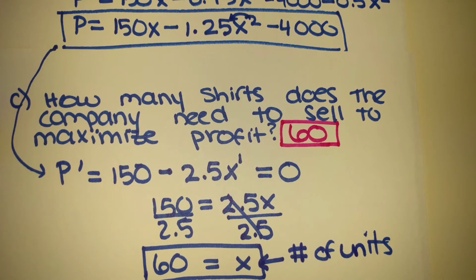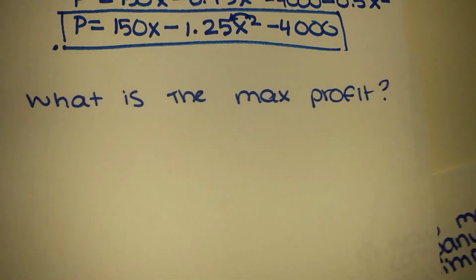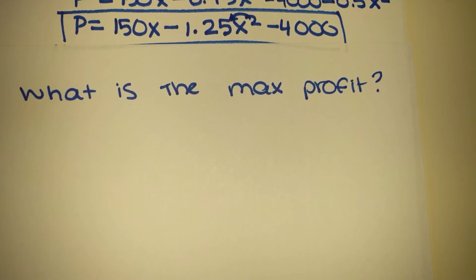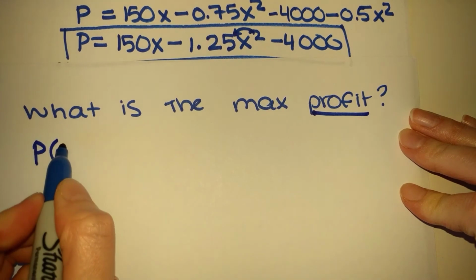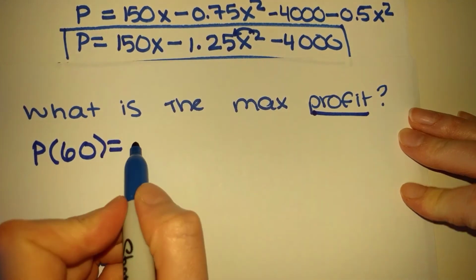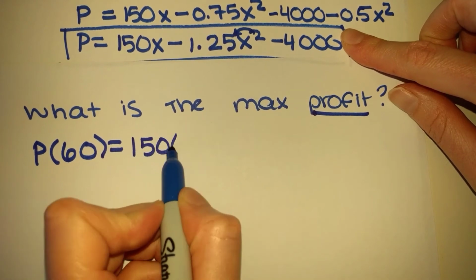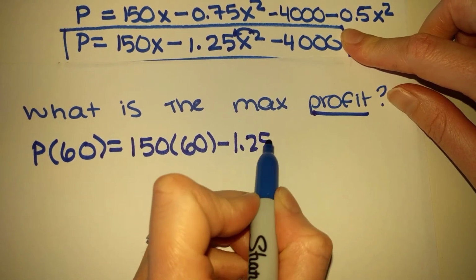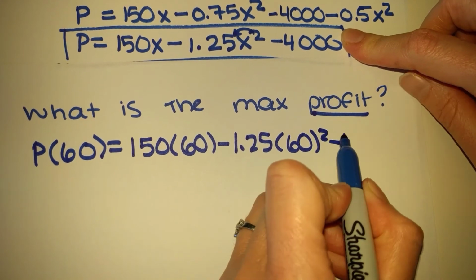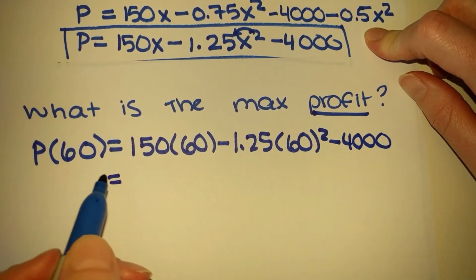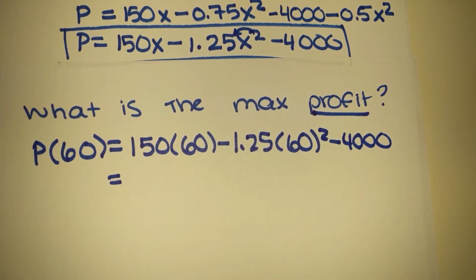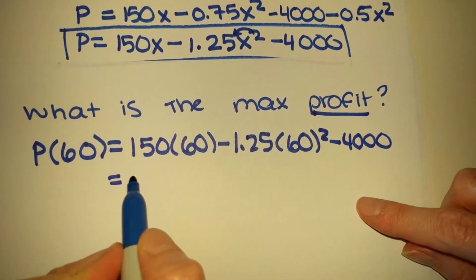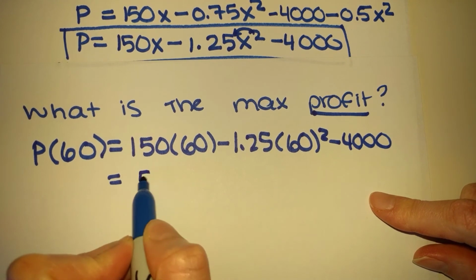Now, to answer the question of what their profit is, the max profit will come from plugging 60 into the profit function. So we will find that the max profit is P of 60. Again, we go back to the profit function and plug in 60. That will give us our profit at 60, which we have shown above will maximize our profit. Again, you would have to draw a number line and make sure that 60 really is the max, but it will result in a max, and that will give you that your max profit is $500.